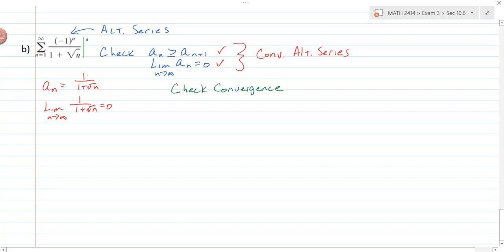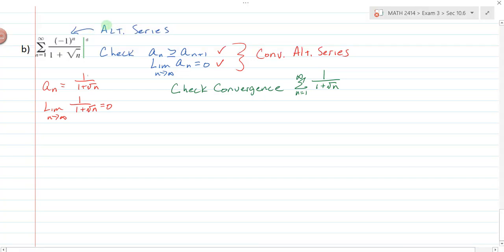To determine if the series converges conditionally or absolutely, we're going to check the convergence of the series without the -1 raised to a power. So we're going to check the convergence of the series n equals 1 to infinity of 1 over 1 plus the square root of n. What test might we use to check the convergence of this series? P-series? We can use a p-series to compare to.